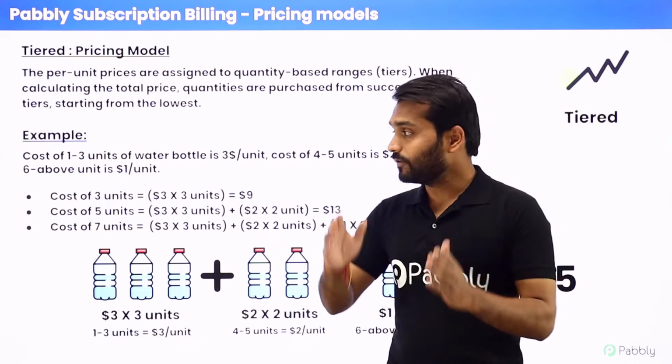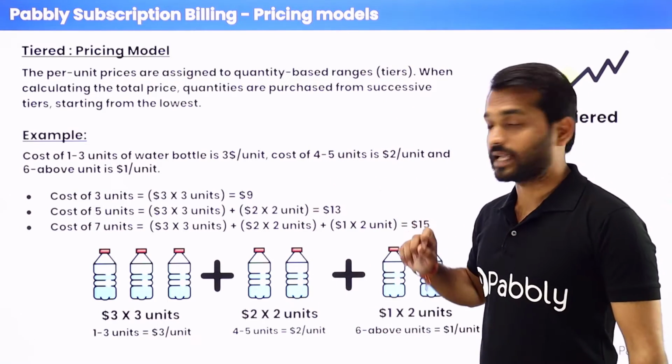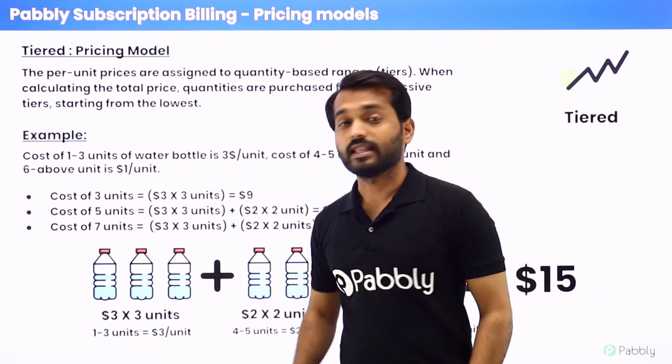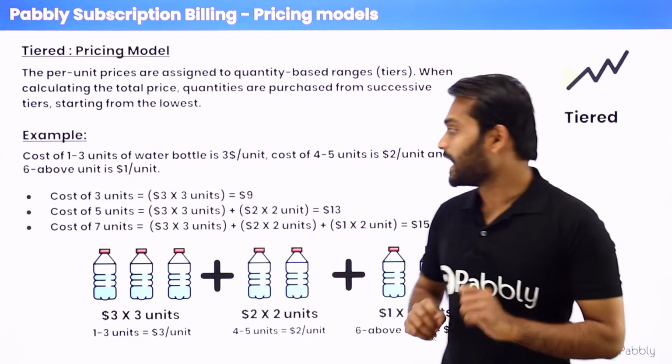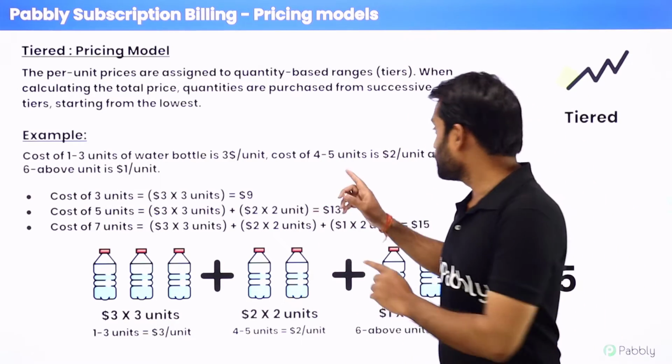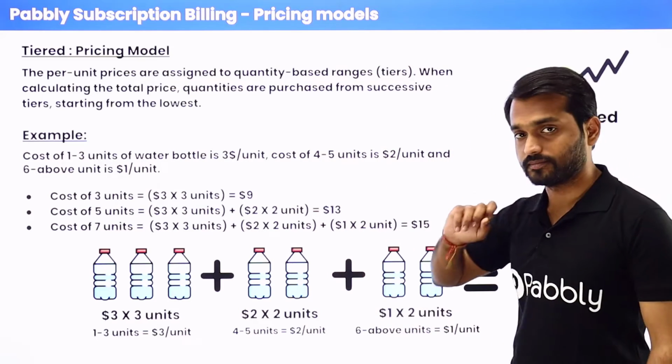Now, let's say if he enters another range, that is from 4 to 5 units, and if he purchases 5 units, then for the first 3 units, he'll be charged the per unit price of $3 and for the next 2 units the per unit price of $2, that amounts to a total of $13.